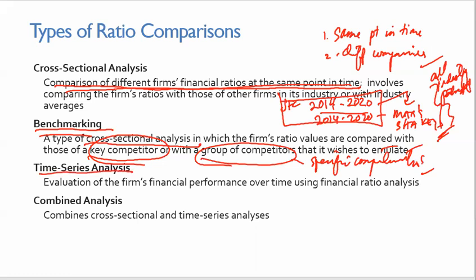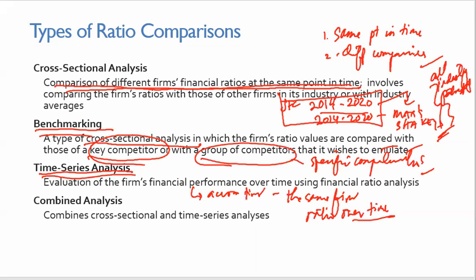Time series analysis simply means that the comparison is across time. So it's the same firm and the ratios are computed over time. And so you have a pattern that you can see. And of course, combined analysis. Okay. You can combine cross-section and time series, benchmarking and time series. Okay.